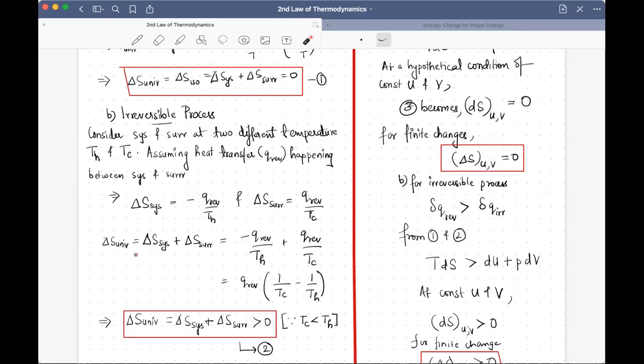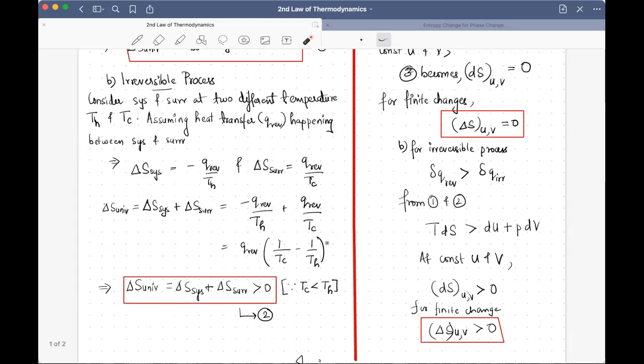Now, delta S isolated or delta S universe would be simply delta S system plus delta S surrounding. So when we put these relations here, we get this particular equation, and then we take Q reversible out. So it would be 1 by Tc minus 1 by Th. Now, this particular quantity would be a positive quantity. Why would it be positive? Because Tc is smaller than Th. Therefore, 1 by Tc would be larger than 1 by Th, and therefore, whatever value you get would be a positive value.